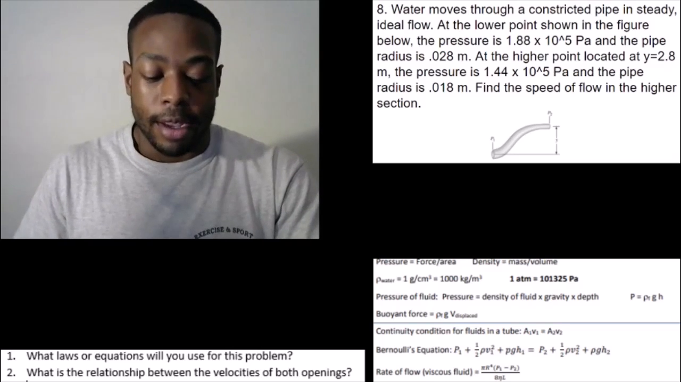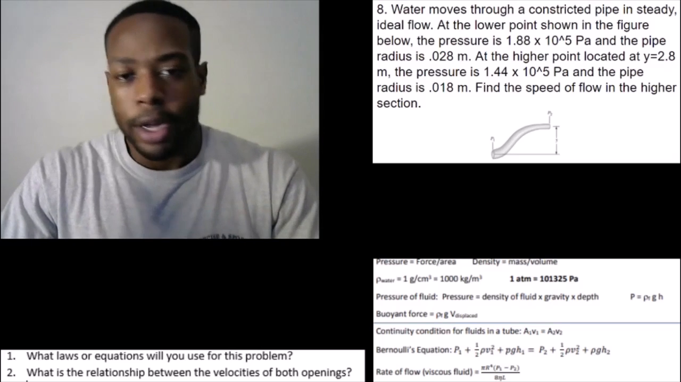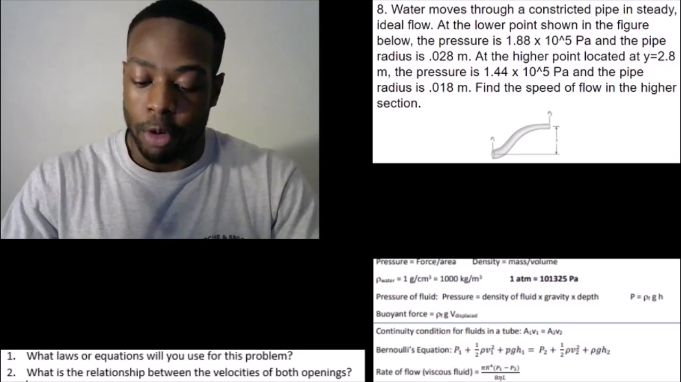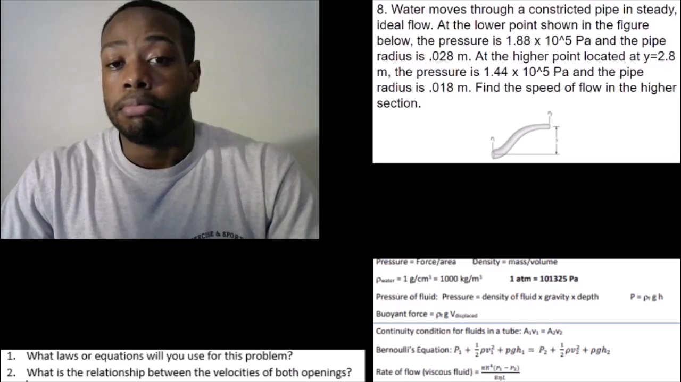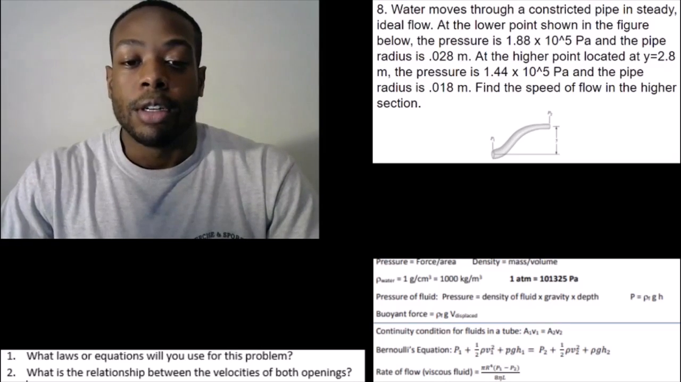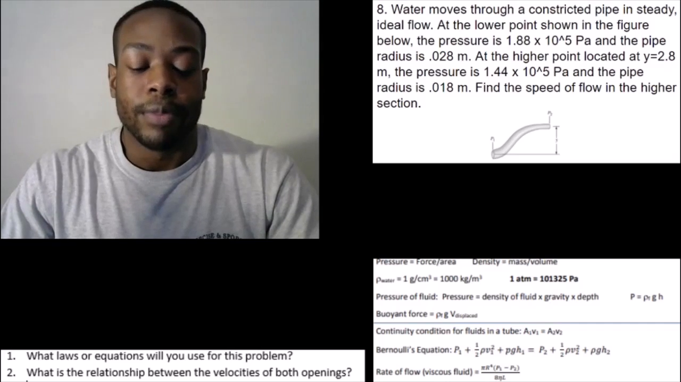So we've got all of this. You want to plug in our values, of course. You want to make sure you've got your signs separated. But this isn't too tough. This isn't too tough at all. We also want to know what is the relationship between the velocities of both openings.